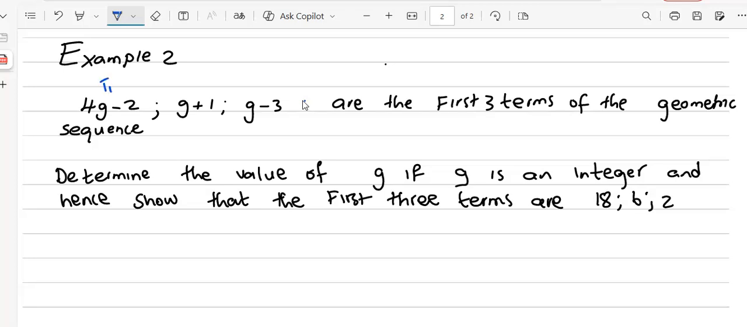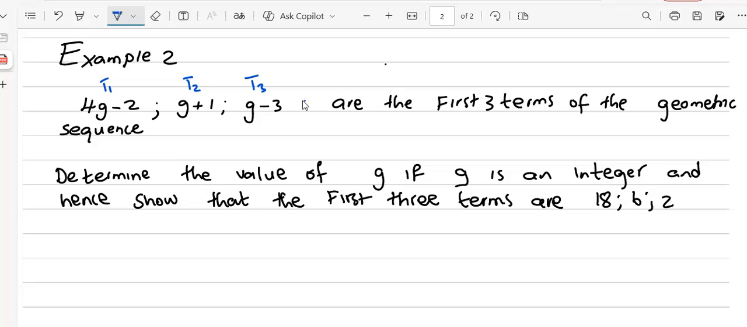So this is term number 1. I have my term number 2 as g plus 1. Then we have g minus 3 as term number 3. So now they want us to determine the value of g if g is an integer, and they say hence show that the first 3 terms are 18, 6 and 2.